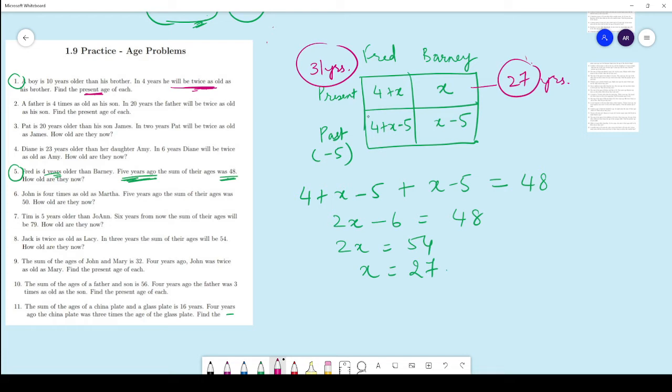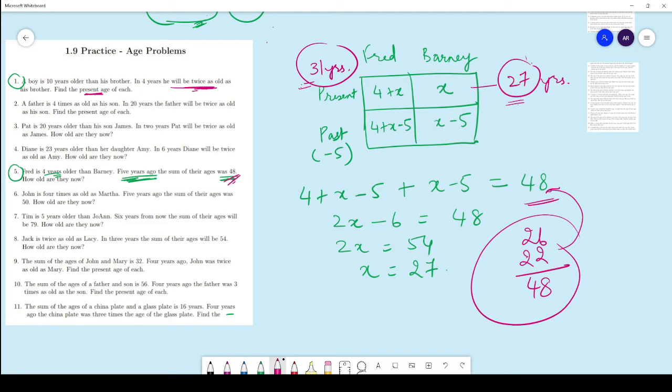And now, let us just check if we got our solution correct. So 5 years ago, Fred would have been 26, and Barney would have been 22, and if you add up, their age sum is equal to 48, which is actually given over here in the question.